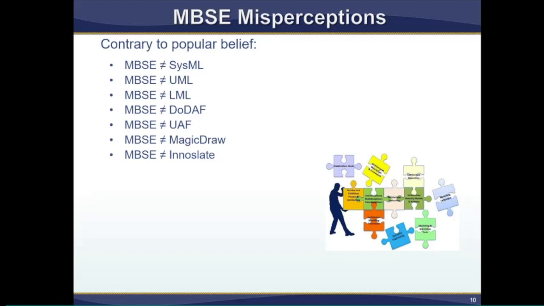So I hear things like model-based system engineering is the System Modeling Language. Model-based system engineering is Unified Modeling Language, or maybe even model-based system engineering is Lifecycle Modeling Language. Right? So the last two letters in each one of those acronyms, ML, stand for modeling language. So that's what they are. They're modeling languages. A component of model-based system engineering but not a complete view of model-based systems engineering.